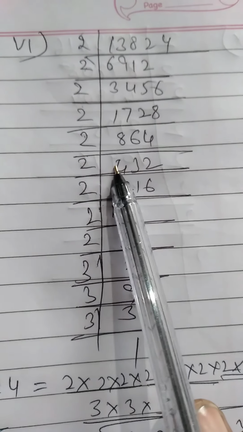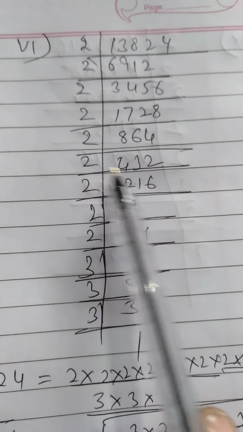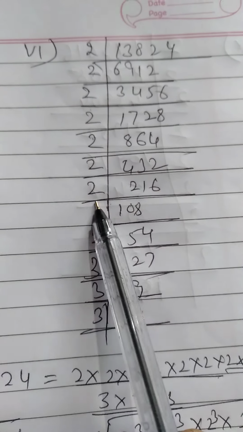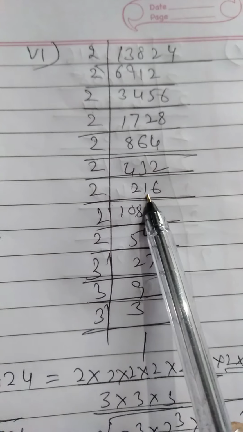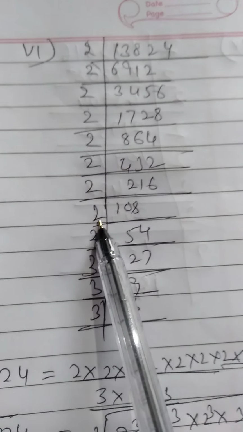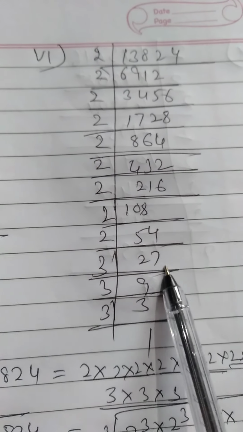2 4s are 8, goes at 2 again, 2 4s are 8, 2 3s are 6, 2 2s are 4, goes at 2 again, 2 1s are 2, sorry 2 2s are 4, 2 1s are 2 and 2 6s are 12, goes at 2 now, 2 1s are 2, 1 will not be divisible, so you can get 0 here. 2 8s are 16. Now goes at 2, 2 5s are 10, 2 4s are 8, goes at 2 again, 2 2s are 4, 2 7s are 14.